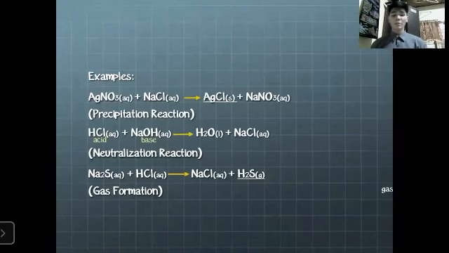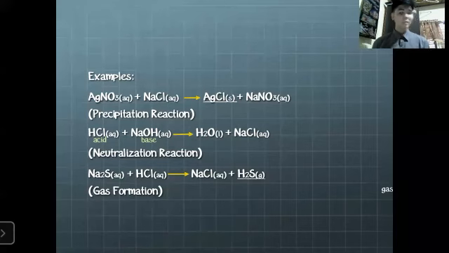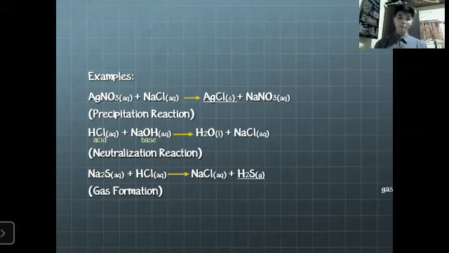Silver nitrate plus sodium chloride yields silver chloride plus sodium nitrate. In this equation, we saw that we had a double replacement of cations and anions, where AgCl, or silver chloride, is a solid. So we call it a precipitation reaction. That's right.